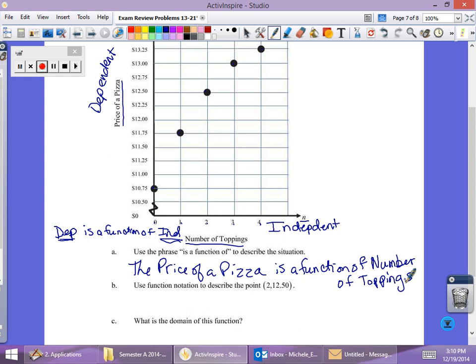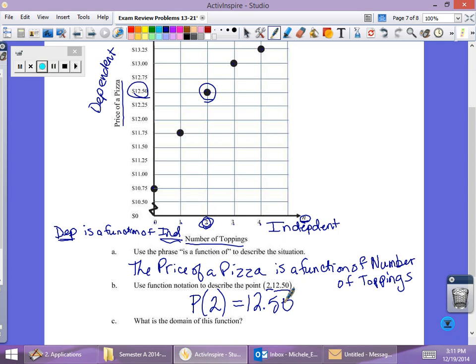In B, we want to use function notation to describe the point (2, 12.50). Well, (2, 12.50) is this point right here. In function notation, we put the x value, which in this case is the n, inside parentheses, so p of 2 equals the y value, or in this case the p value, which is our price, so equals 12.50.